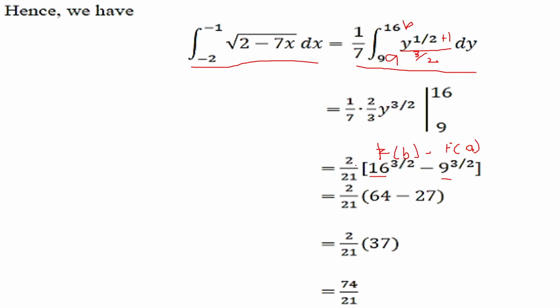So 2 over 21 times f of b minus f of a: 16 raised to 3 halves minus 9 raised to 3 halves. If you input this in your calculator, it will be 64 minus 27, and 64 minus 27 is 37. So 2 over 21 times 37 is 74 over 21. So this is your final answer.